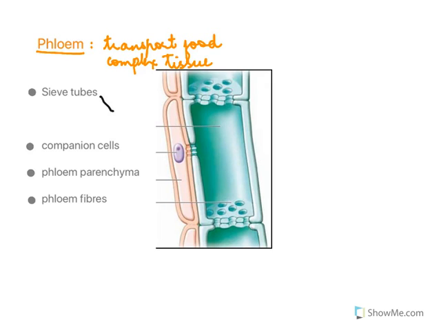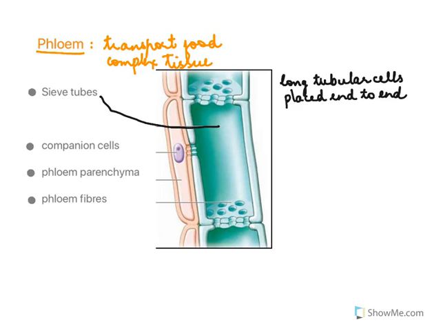So first we'll mark the sieve tubes. These are the sieve tubes. These are long tubular cells which are placed end to end. Between the 2 sieve tubes, you'll always find the sieve plates. This is the wall between 2 cells that is perforated and has little pores. Through these pores, material moves from one cell to the other in both the directions, upwards and downwards.